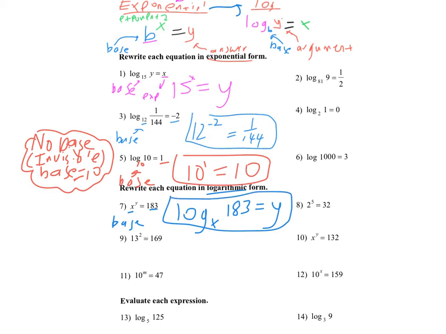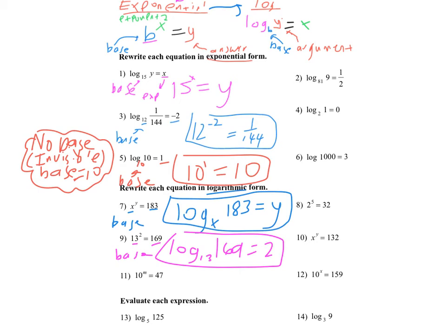All right, next up here, same idea. So number 9, we're going to build a log. And then the base of the log is going to be the base here, and that's a base of 13. And then inside the log is the new partner. So that's 169. And then that's going to equal 2.